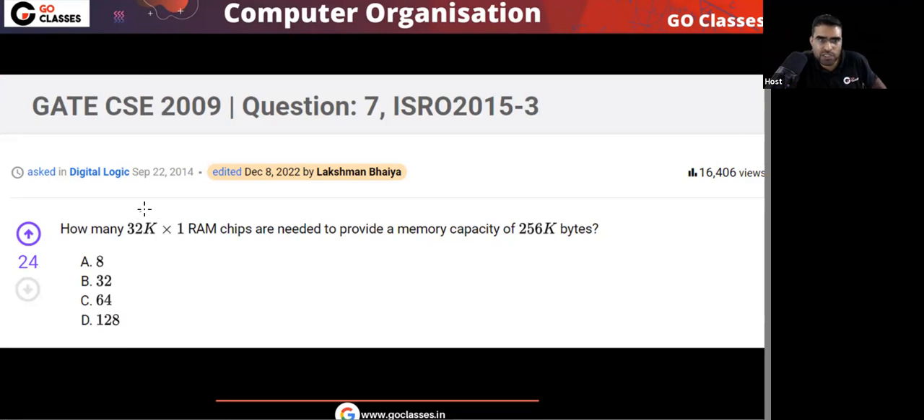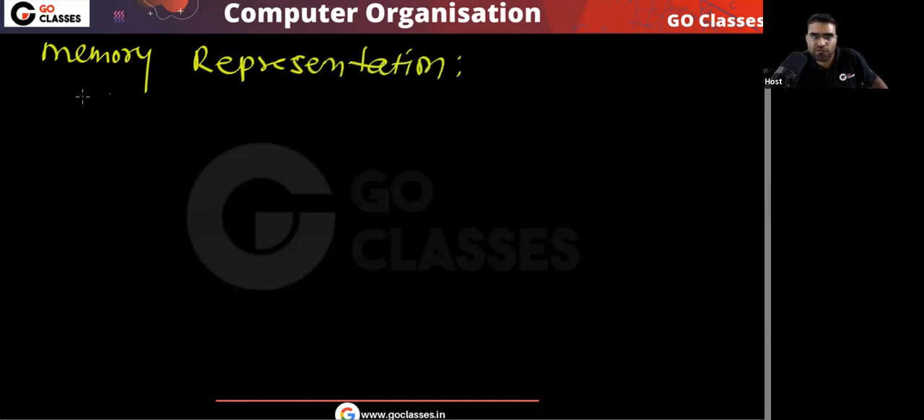First of all, tell me what 32K by 1 RAM chips means. Is this 32K by 1 byte or 1 bit? This is 1 bit, because by default this is how we represent the memory. This is the memory notation, or the memory representation. We have already seen this in our first class.